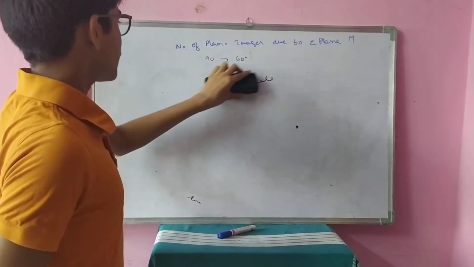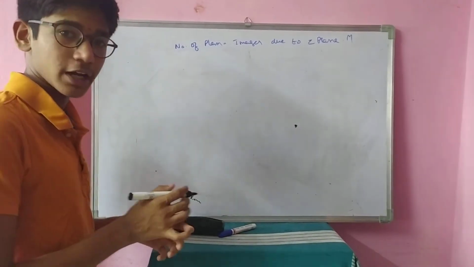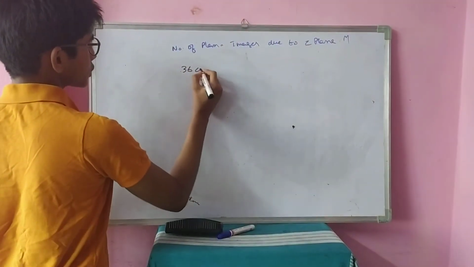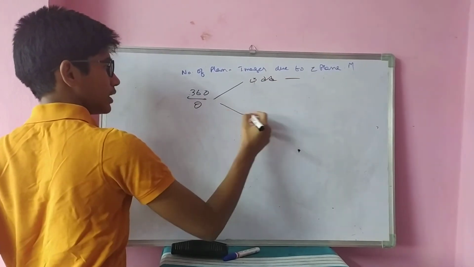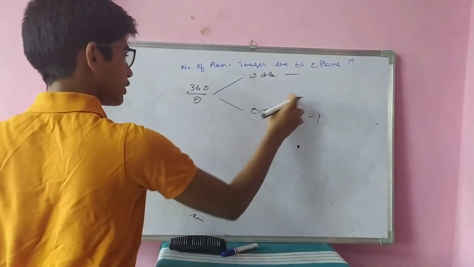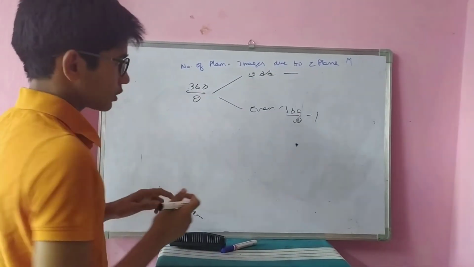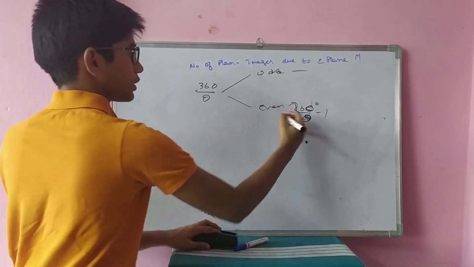Have you understood? We derived a formula for the number of plane images. No need to draw the ray diagram every time. The formula is 360 by theta. If it is odd, it has to be the same. If it is even, we have to do 360 by theta minus 1. Okay? 360 by theta minus 1.